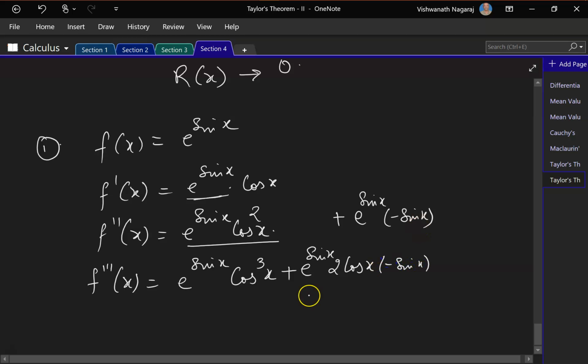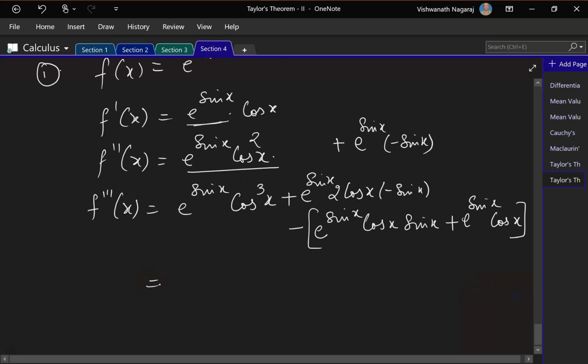And now we have to differentiate this. So this minus we can bring out. e to the power of sin x cos x. Let's put this sin x as it is. Then plus e to the power of sin x as it is, and the derivative of sin x is cos x.